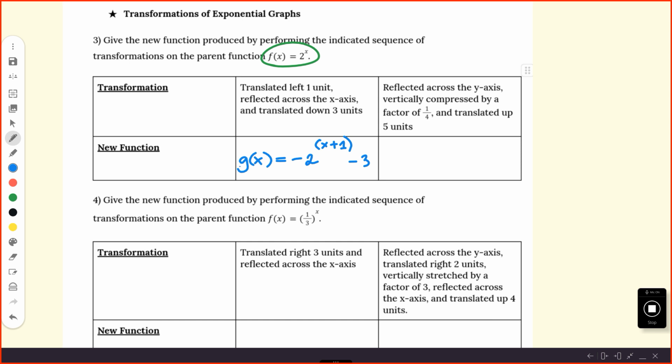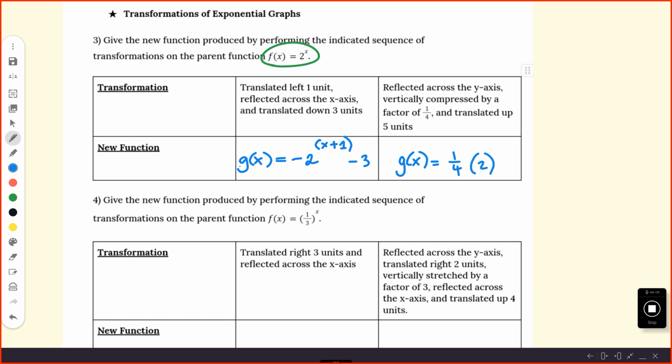Now, what about the second one? Reflection across the y, vertical compression by a factor of 1/4, and translated up 5. So let me just write g of x as our new function. Would it be 1/4? But then, okay, 1/4 is positive 1/4. And negative x, yes, in your exponent. But again, we know the base is 2. So we have to put the base 2. Where did that 2 come from? It's from the given base.